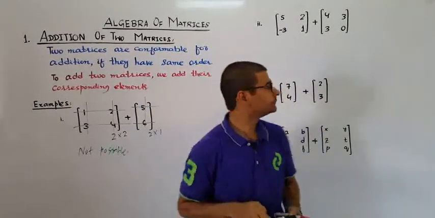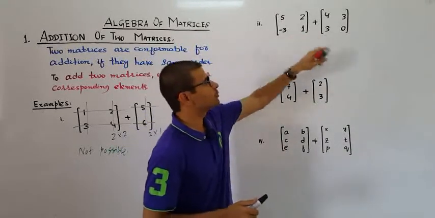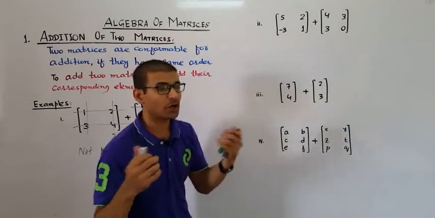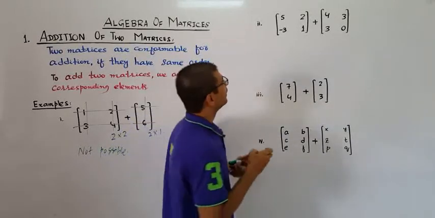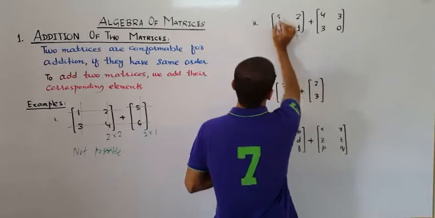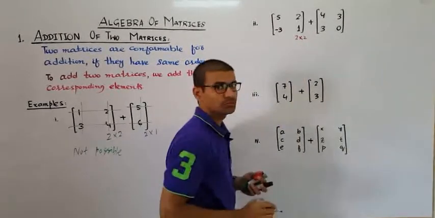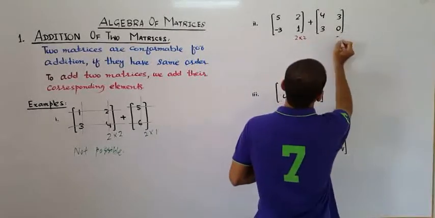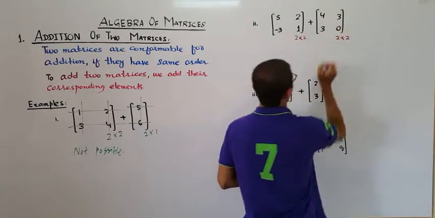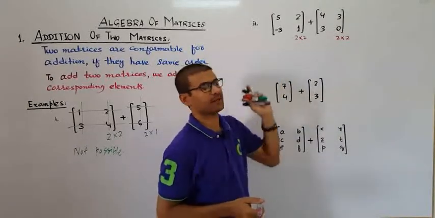Next example, we have two matrices. For addition, first we have to check either addition is possible or not. For this, first observe their order. There are two rows and two columns, so its order is 2 by 2. There are two rows in second matrix and two columns, so they have same order, so addition is possible.